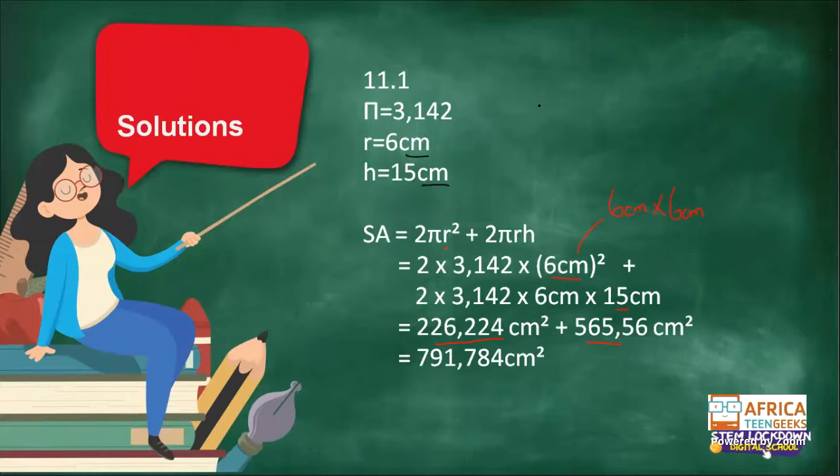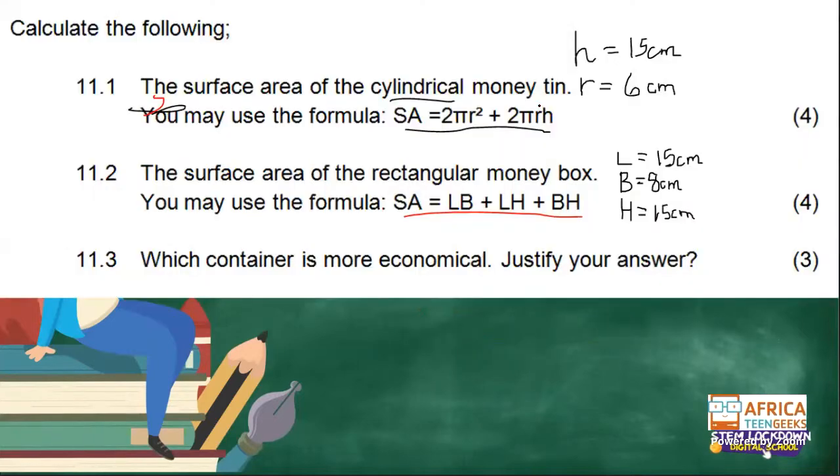Now let us look at the last question for this first activity. It says, which container is more economical for Jablani, right? Obviously, if he sells these two containers with the same amount of money, which one is more economical? So you need to choose. It's either the cylinder or the rectangular prism.